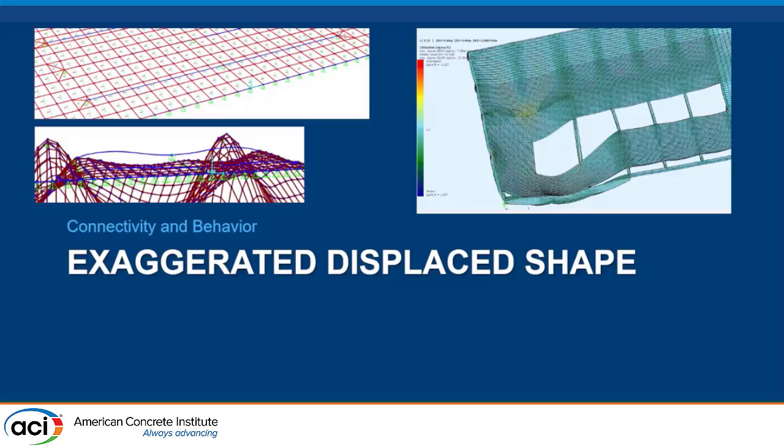So one of the things that I suggest is whenever you get a model, look at the exaggerated displaced shapes. And don't worry if you're exaggerating to a point where it's not realistic in terms of magnitude. You kind of want to exaggerate it so that you know what's happening.